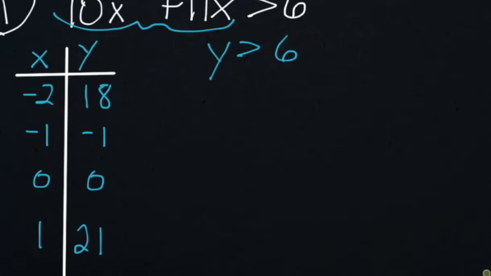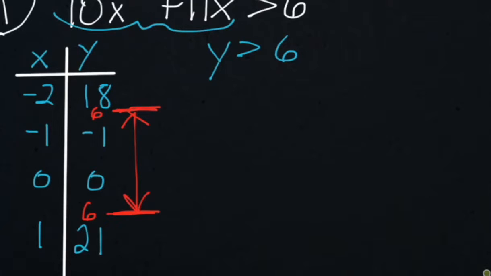In this case, I don't have a 6 in my table. But I do notice something. Negative 2's at 18, so there's a break. Somewhere between negative 2 and negative 1 in my x values, my y's drop and the 6 happens. It also happens between the 0 and the 21. 6 would be in between these two numbers.